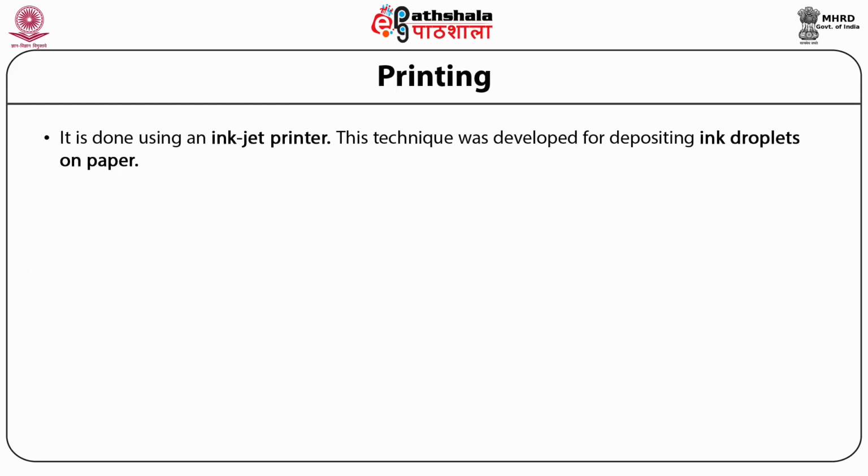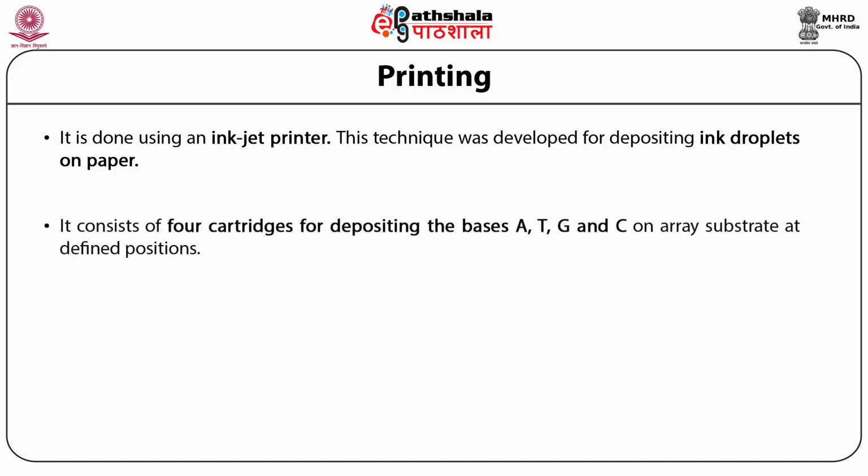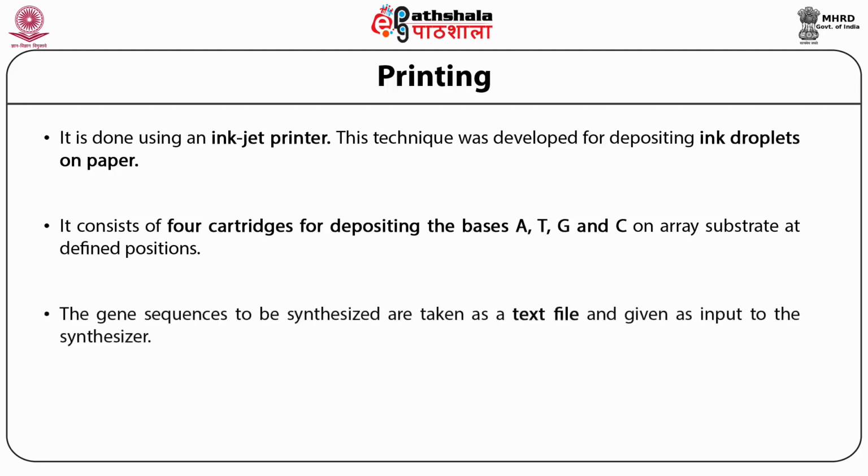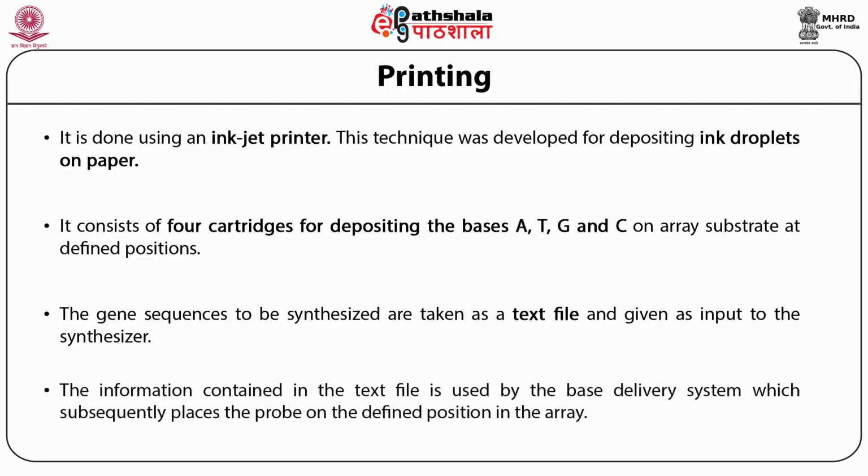This technique was developed for depositing ink droplets on paper. It consists of 4 cartridges for depositing the bases adenine, thymine, guanine, and cytosine on array substrate at defined positions. The gene sequences to be synthesized are taken as a text file and given as input to the synthesizer. The information contained in the text file is used by the base delivery system, which subsequently places the probe on the defined position in the array.